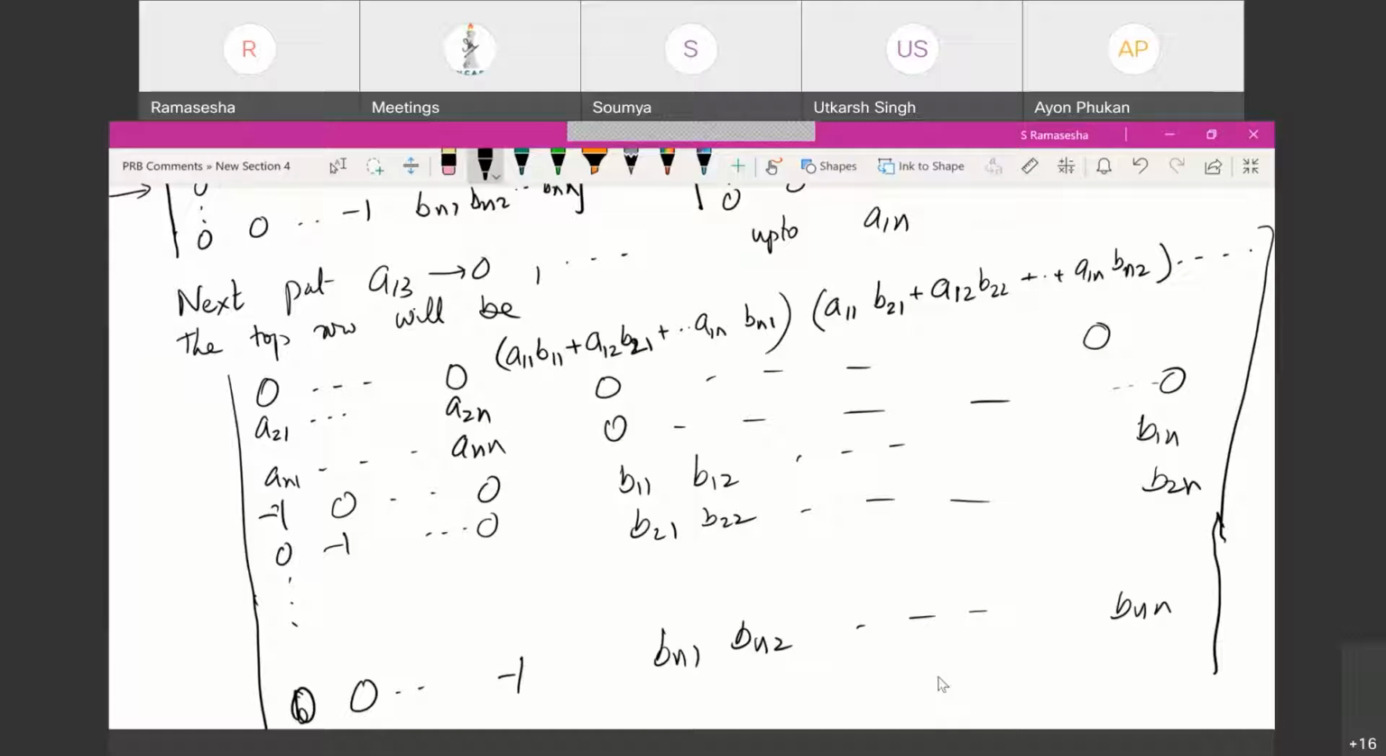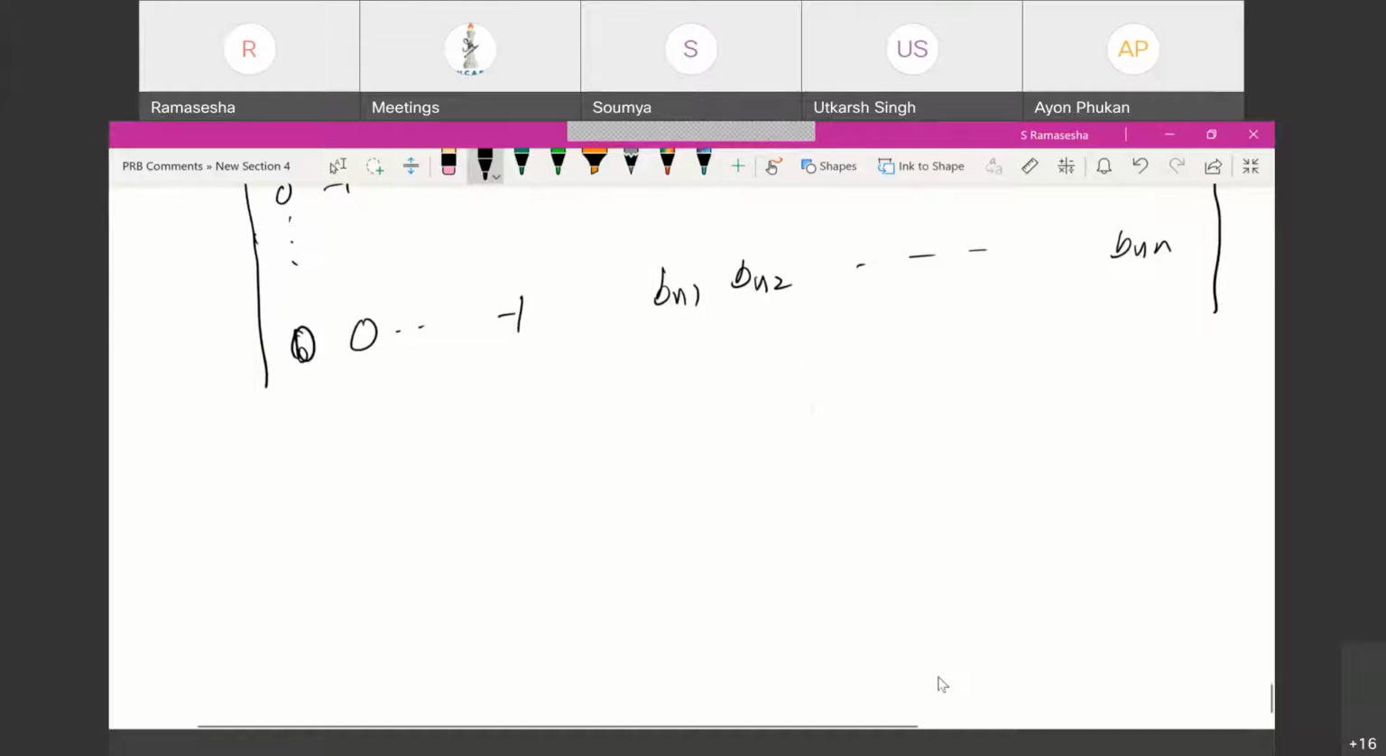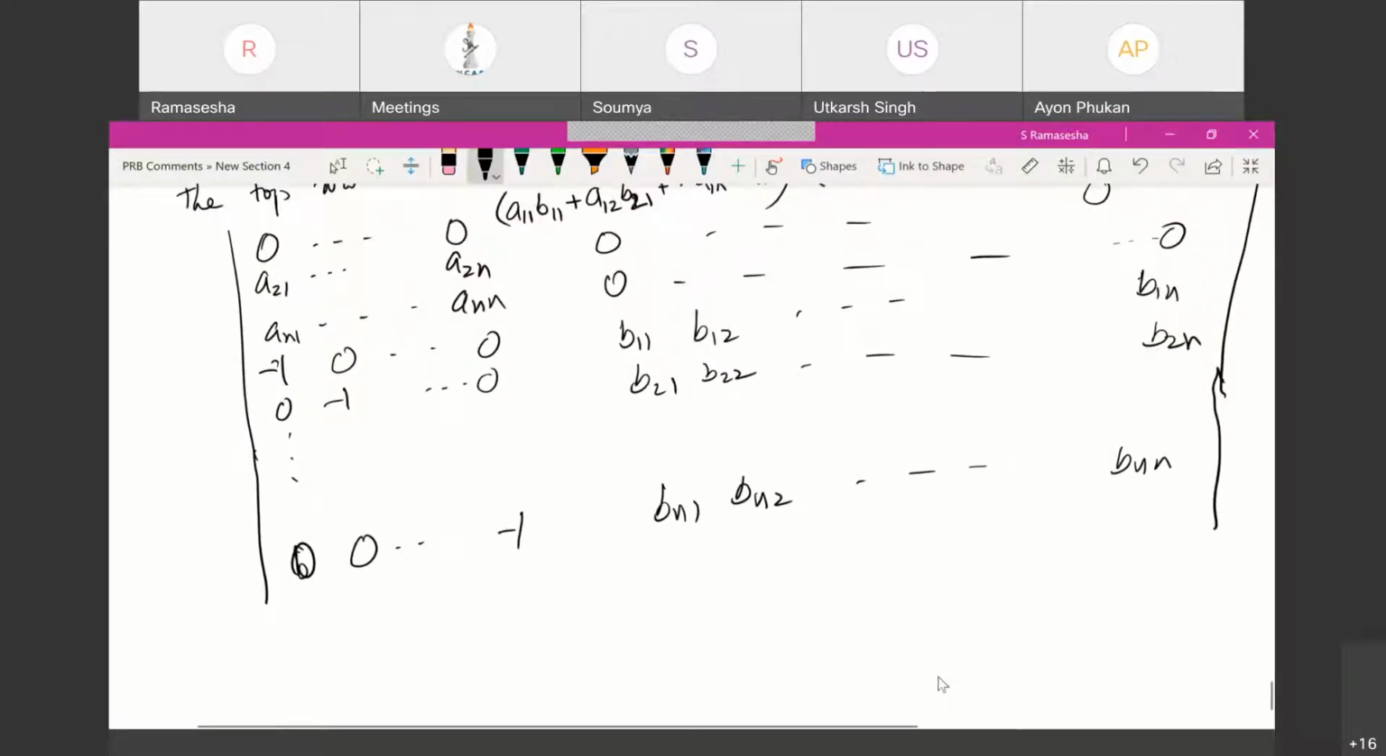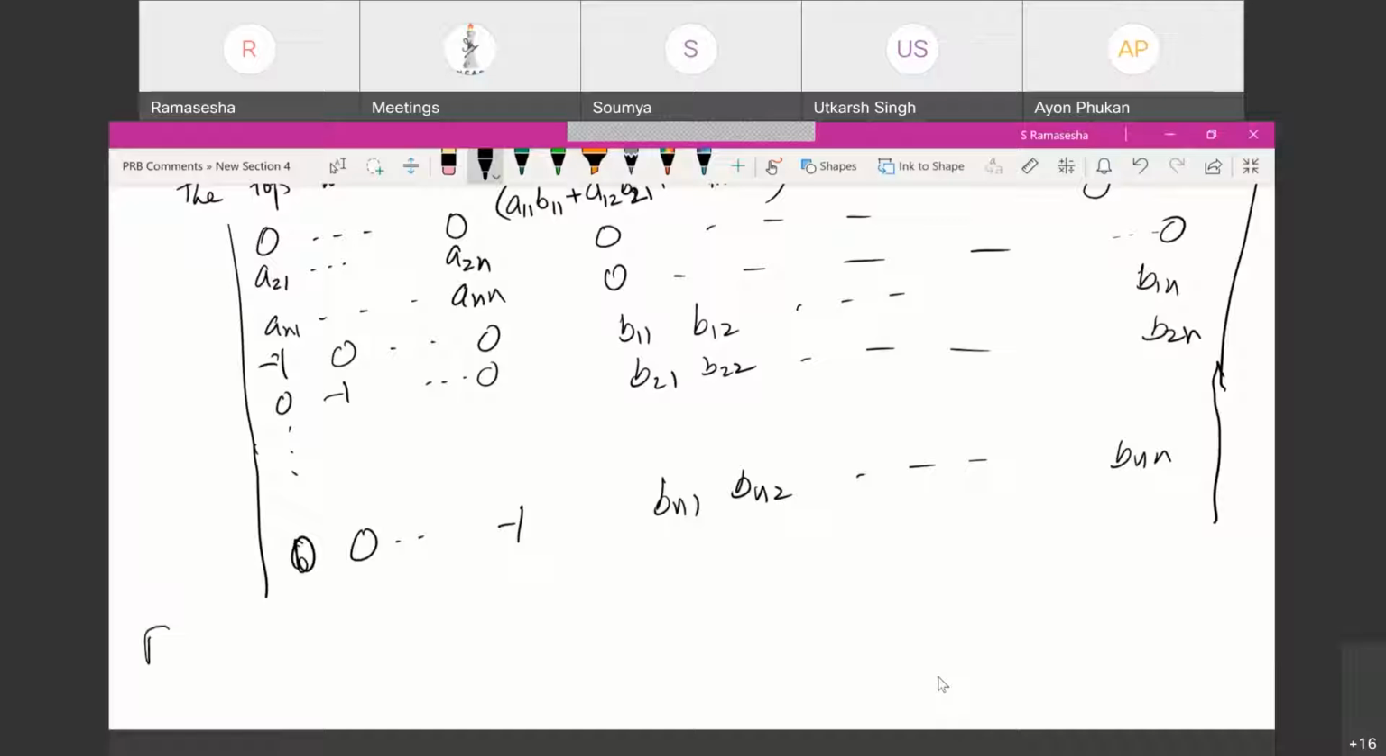Okay. So what do I get? So the first row elements will then be looking like this: 0, 0 up to n by n. And then I have sum over k, A1k, B k1, A1k, B k2, sum over k, A1k, Bkn.